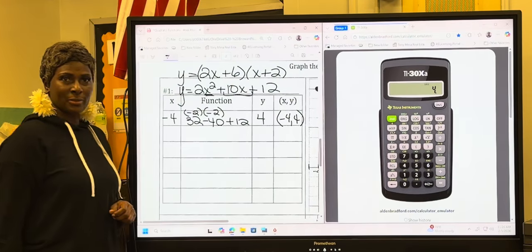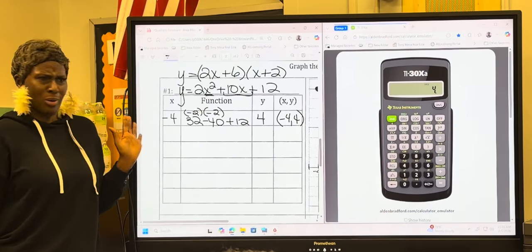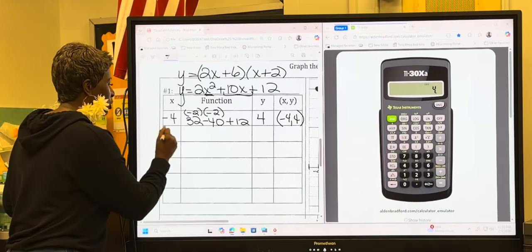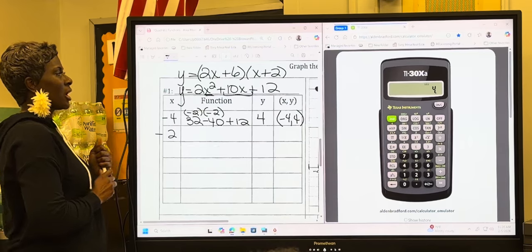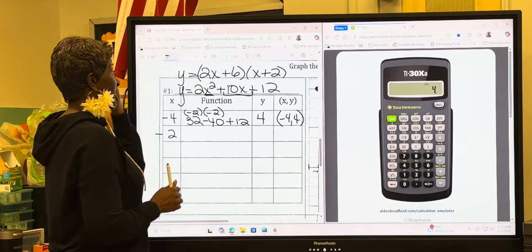See how you get the same answer? So, does it matter which form you use? No, it's up to you. Right? All right, so I just wanted to show you that. Now let's do this -2. So what are we going to do? Y'all want to use the factor form or the standard form? Okay, let's do standard because we did factor the first time.